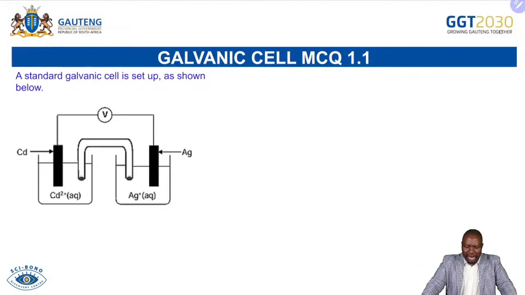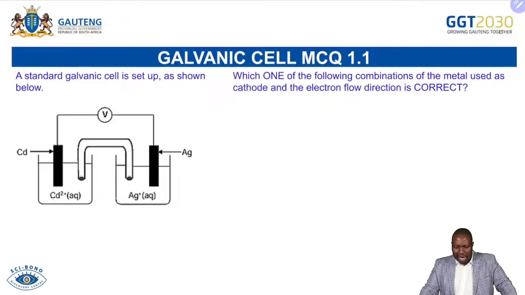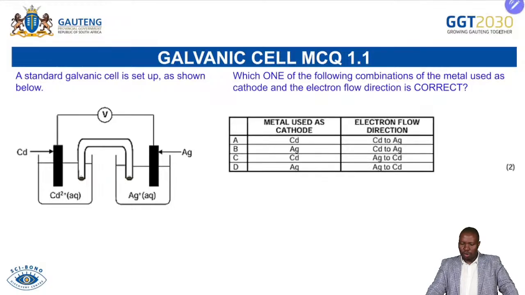So we're given a standard galvanic cell, which is set up as shown below. So you are able to see that. And then they're saying which one of the following combinations of the metal used as cathode and electron flow direction is correct. So let's look at this one.